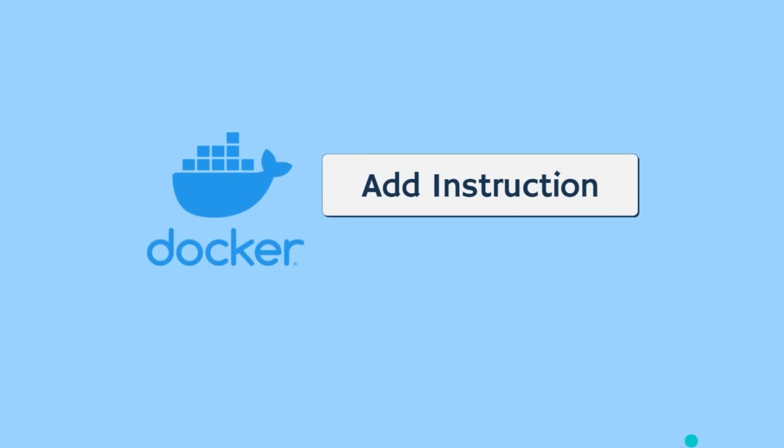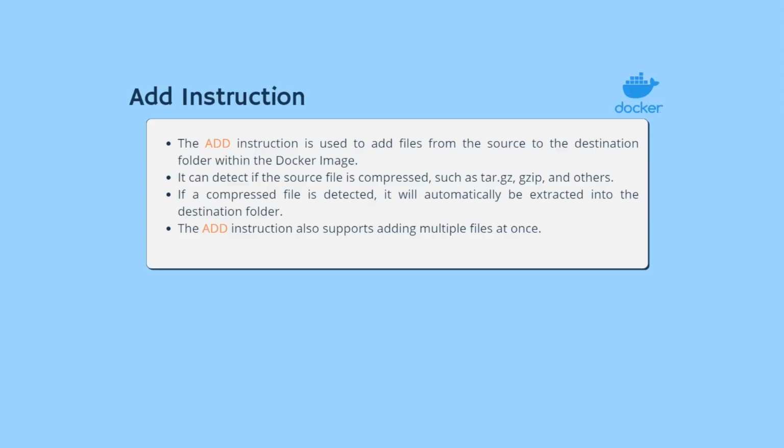The add instruction is used to add files from the source to the destination folder within the Docker image. It can detect if the source file is compressed, such as tar, gzip, and others. If a compressed file is detected, it will automatically be extracted into the destination folder. The add instruction also supports adding multiple files at once.